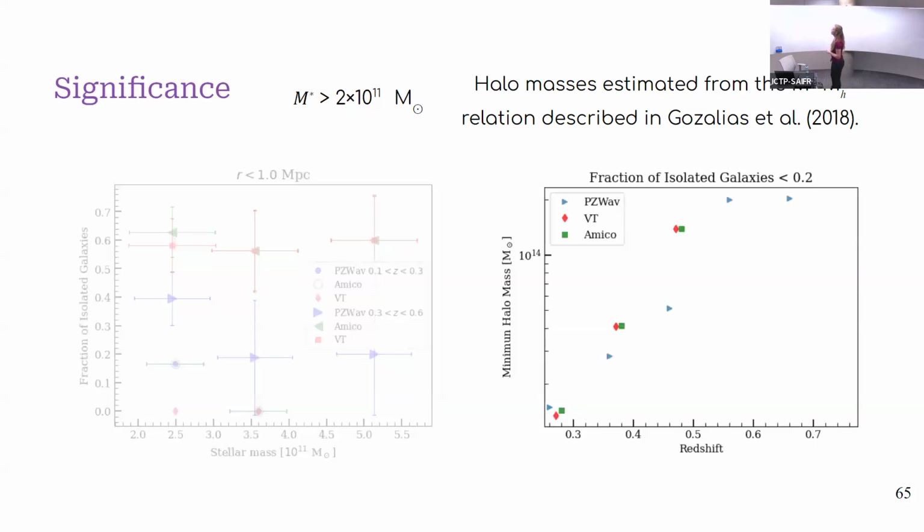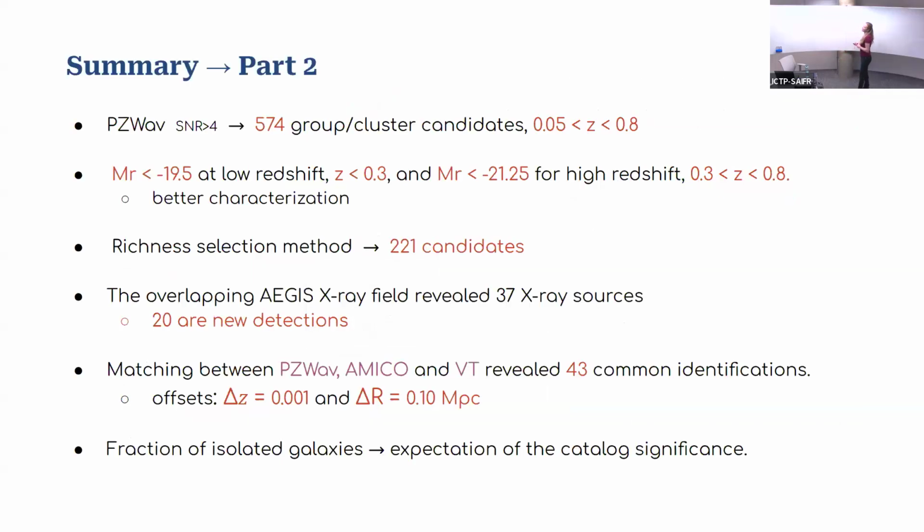And here I have this mass distribution in the redshift ranges using the Scott-Elias et al. relation between the BCG stellar mass and the halo mass. And we find masses that go from 5 times 10^13 solar masses up to 1 times 10^14, which is similar to the range that we found in the X-rays. So it was great. And this is the summary of part 2.